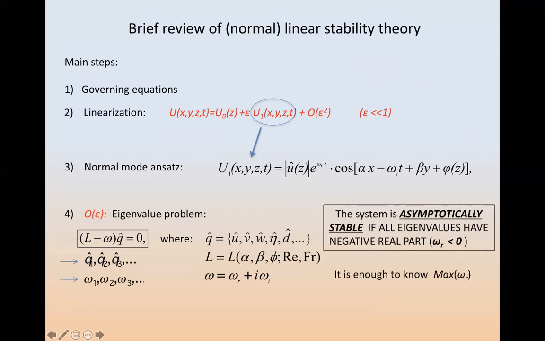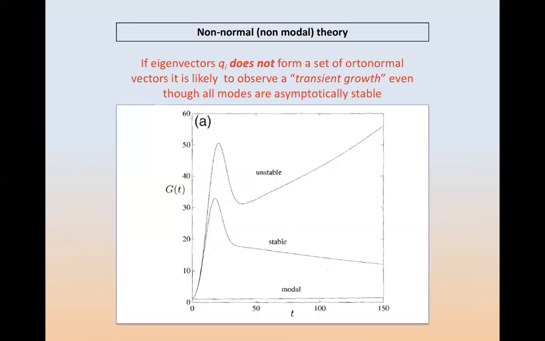And we know very well that the system is asymptotically stable if all eigenvalues have a negative real part. So it's enough to know the maximum value of the real part of the eigenvalues. And we also know that the celerity of a perturbation in, for example, the longitudinal direction, with this kind of ansatz, is related to the imaginary part of the eigenvalue. This is a very well-established theory.